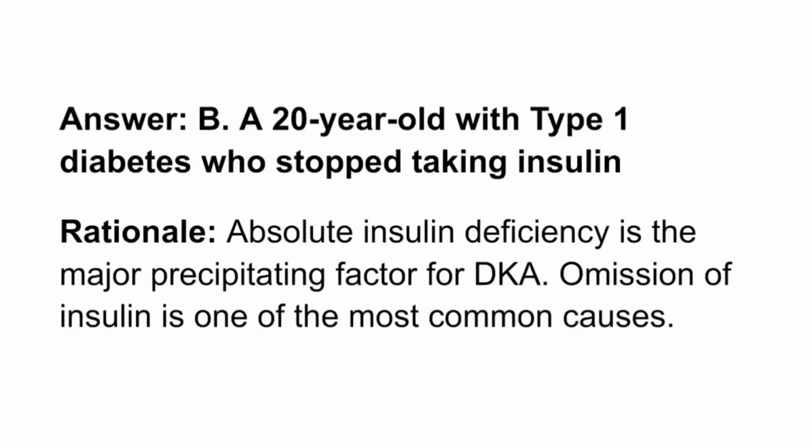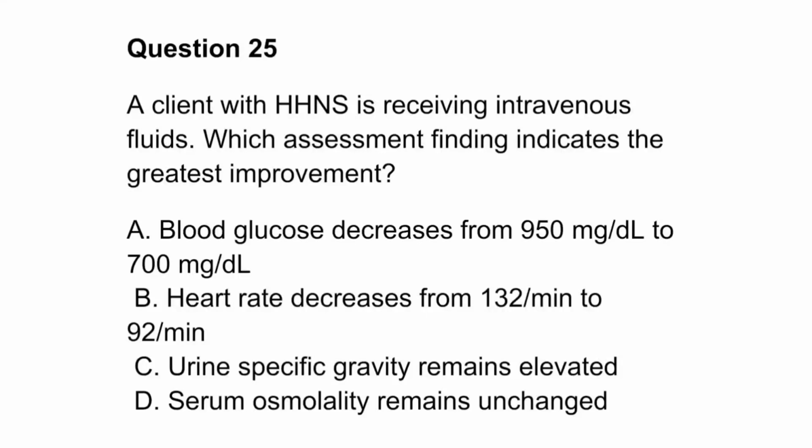Answer. B. A 20-year-old with type 1 diabetes who stopped taking insulin. Rationale. Absolute insulin deficiency is the major precipitating factor for DKA. Omission of insulin is one of the most common causes. Question 25. A client with HHNS is receiving intravenous fluids. Which assessment finding indicates the greatest improvement?